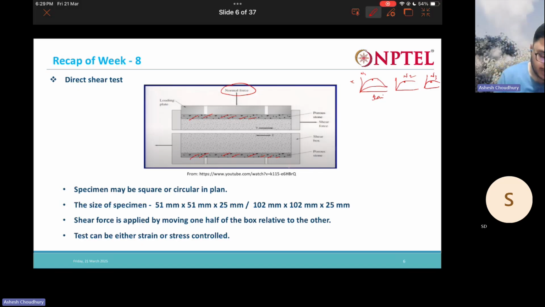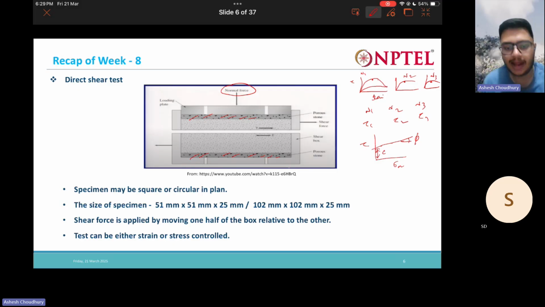So you will have normal stress 1, normal stress 2, normal stress 3, corresponding to which you will have shear stress 1, shear stress 2, shear stress 3, like this. You will get some shear stresses, peak or residual, whatever shear stress you get. And then you have to plot shear stress versus normal stress. You will plot the points, then join the line. From there you will take the slope, you will get the phi value, and then you will measure the intercept, you will get the c value. So like this we get the shear strength parameters from the direct shear test.